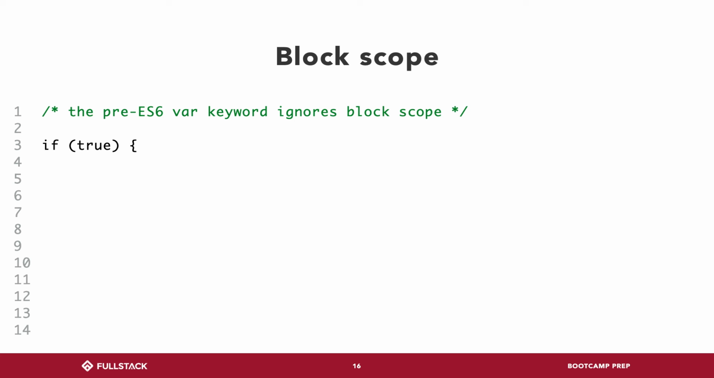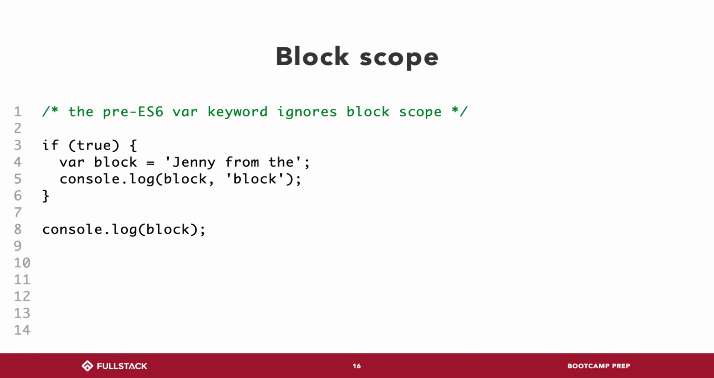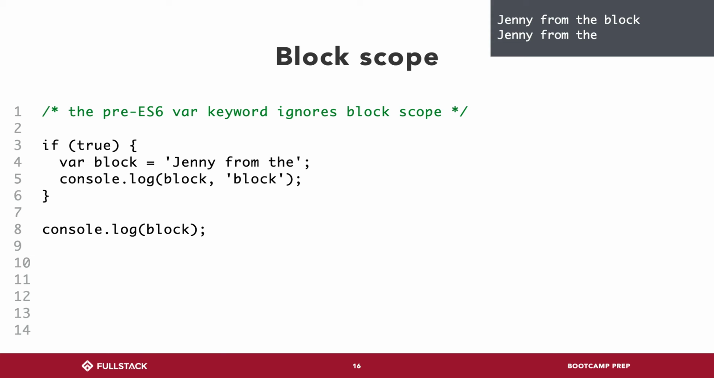The pre-ES6 var keyword ignores block scope. I showed you this as well. And this is why var is not used anymore. Well, I don't know if that's why, but there are a lot of tricky things with var. Don't use var. Use let. And when you define functions, use const. Honestly, in my opinion, I use const for everything, unless I need to use let.